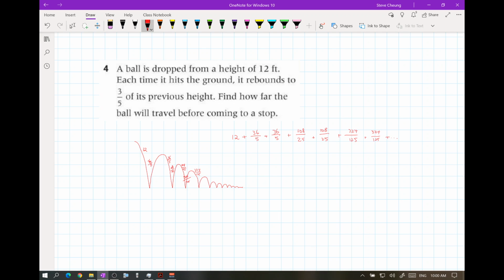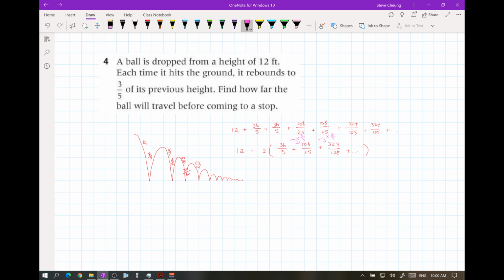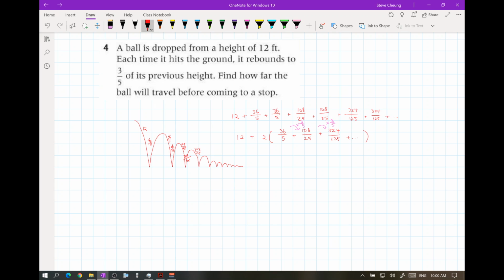And so forth. So first of all, we can group this by saying this 2 times as much. And then we know that this has a common ratio of 3/5. That's pretty much the elasticity, right? And then we can go ahead and write down the sum formula.